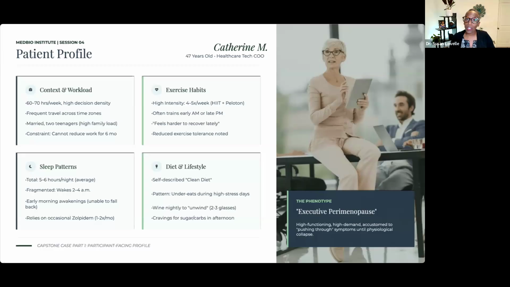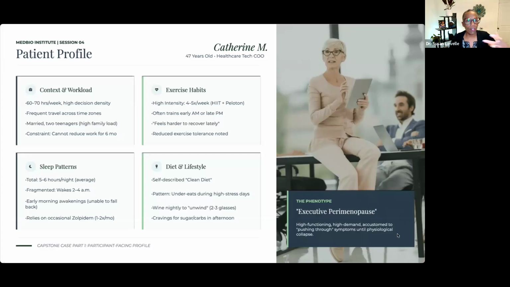So as you can imagine, just as we are extremely busy, so is she. And she is now going through perimenopause. So she's high functioning. As you probably already know, she's high demand. And like many of us, she is used to just pushing through even when things get tough, because most of the time you don't have the time to stop.